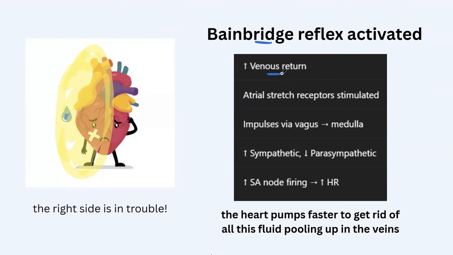So again, increased venous return, so increased blood flowing from the vena cava into the right atrium. The atrial stretch is going to stimulate the receptors. The impulses are sent up. So sympathetic is activated and parasympathetic is inhibited. Why? Because if you have a lot of blood in the right atrium and you have a lot of blood in the heart, the heart is not going to hog up all the blood, it has to get rid of the blood. So that is why it is going to contract. The heart rate is going to increase. So it's going to keep contracting to get rid of all of this blood. Okay, I hope that's clear.